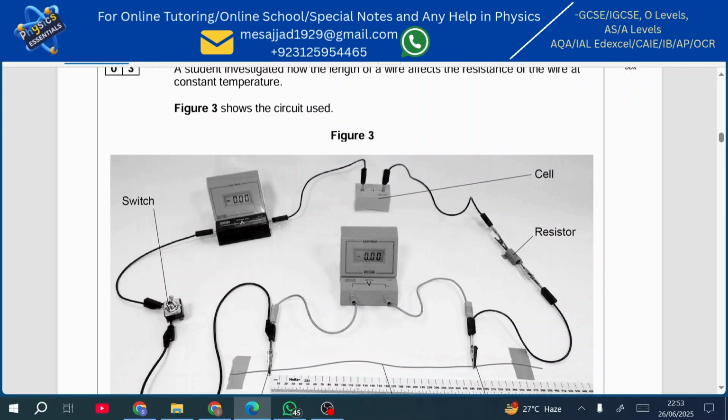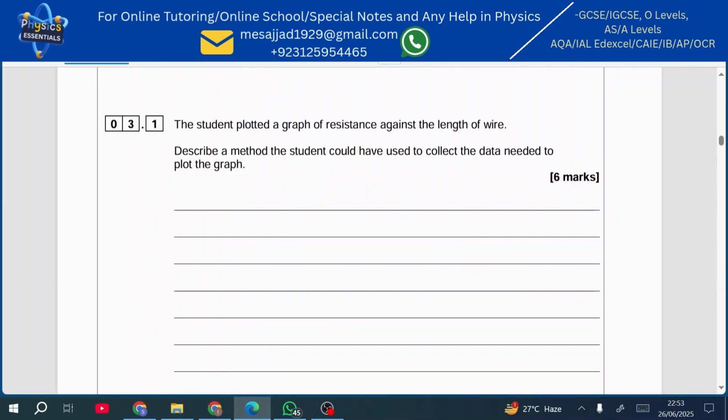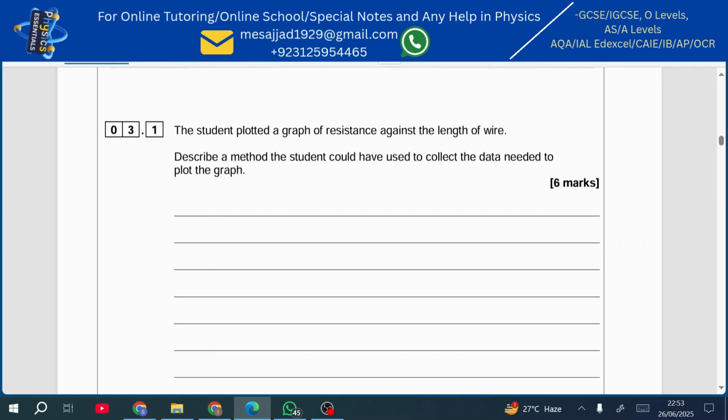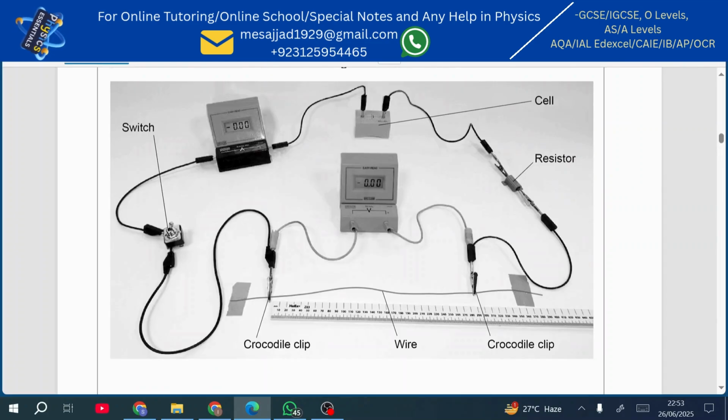circuit used. The student plotted a graph of resistance against the length of the wire. Describe a method the student could have used to collect the data needed to plot the graph. Okay, first of all, in this question, please understand what that experiment is all about. So here you have an ammeter.